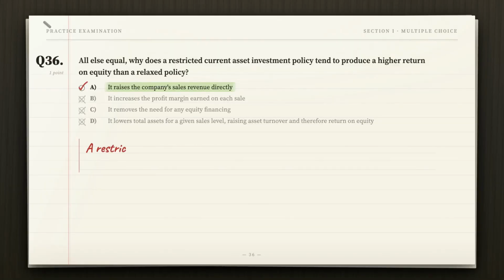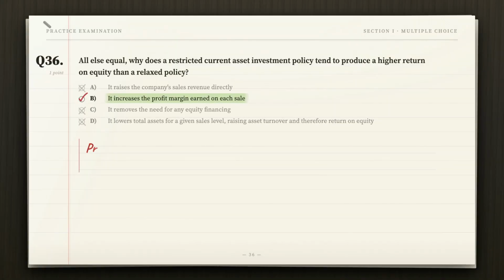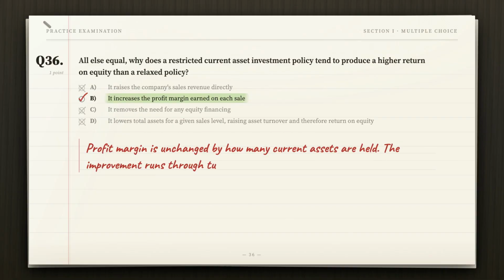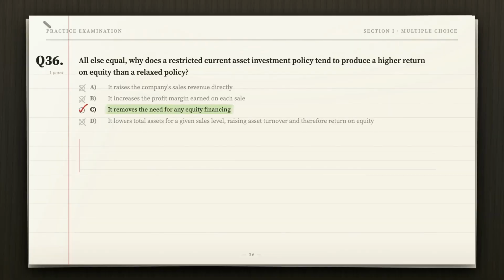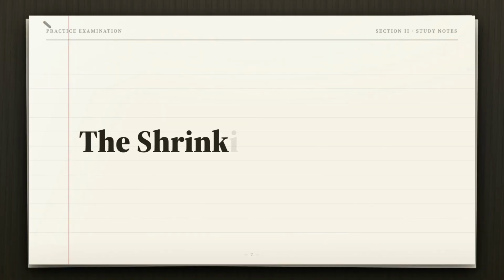A is wrong because a restricted policy does not raise sales. It can even risk losing some. The gain in return on equity comes from a smaller asset base, not more revenue. B is wrong because profit margin is unchanged by how many current assets are held. The improvement runs through turnover, not through margin. C is wrong because a restricted policy does not eliminate equity financing. It improves the return earned on whatever equity is invested by shrinking the asset base.